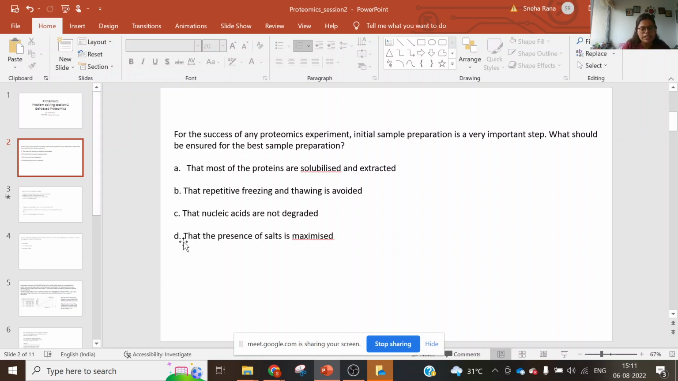And C and D, the nucleic acids are not degraded. They should be degraded, otherwise they will interfere with your analysis for proteins. And salt should be minimized whenever you are preparing a sample for a proteomic experiment.